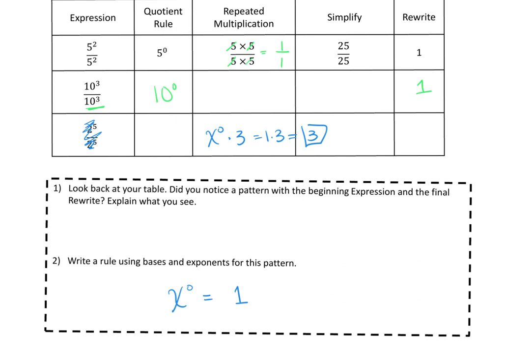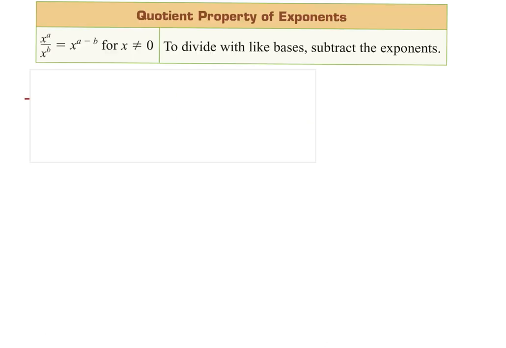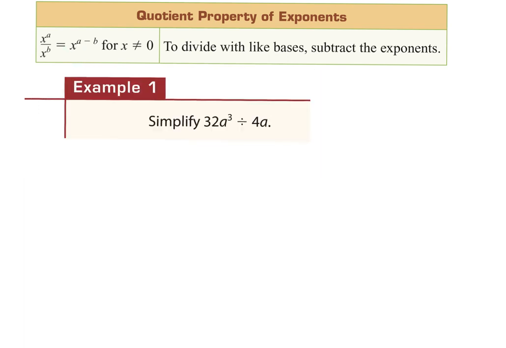So let's look at the properties in your book. This is on page 333. The first property is you subtract your exponents. This example here. So when I have something like this, I'm actually going to write it like this.